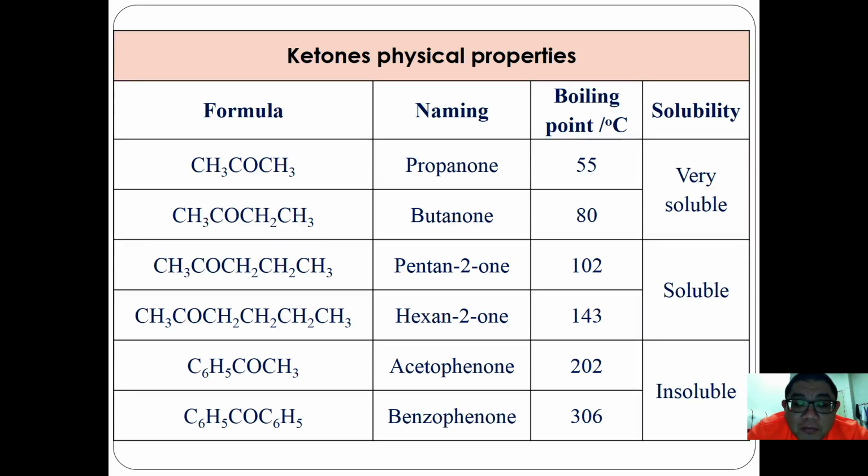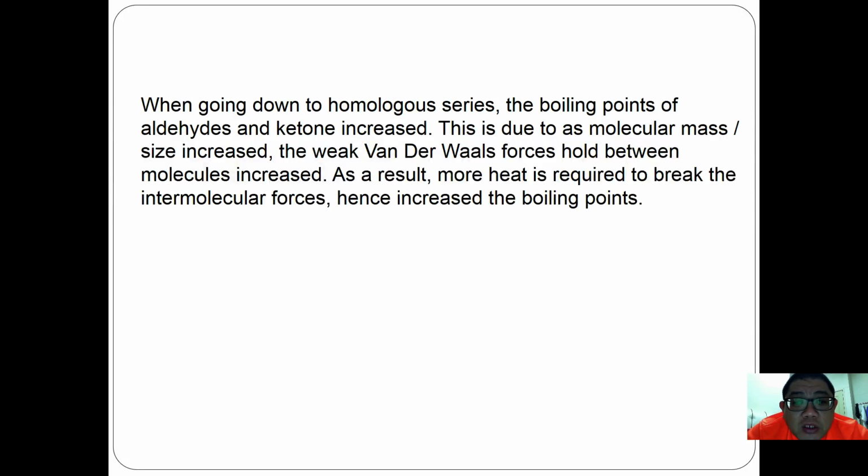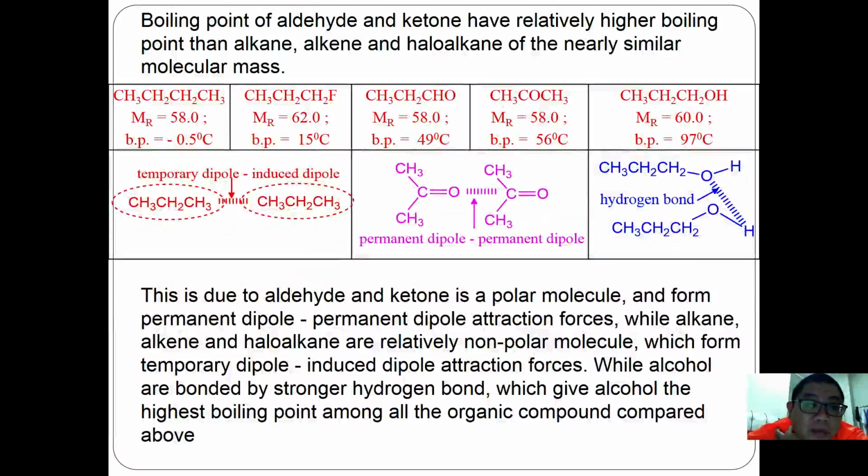So this is a little bit about the physical properties of ketones. Only propanone and butanone are soluble in water, but when going down the homologous series, they become more and more insoluble in water. Okay, so when going down the homologous series, the boiling point of aldehydes and ketones increases. This is because as the molecular mass increases, the van der Waals forces between the molecules increase. As a result, more heat is required to break these forces. Okay, so aldehydes and ketones have a relatively higher boiling point compared to alkanes and alkenes.